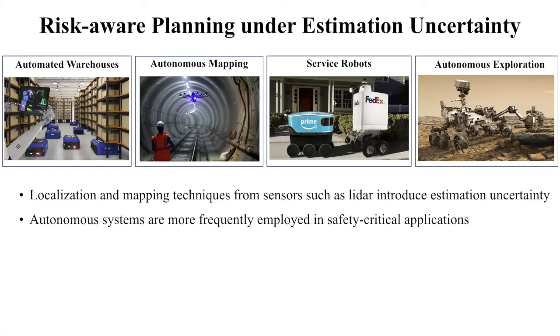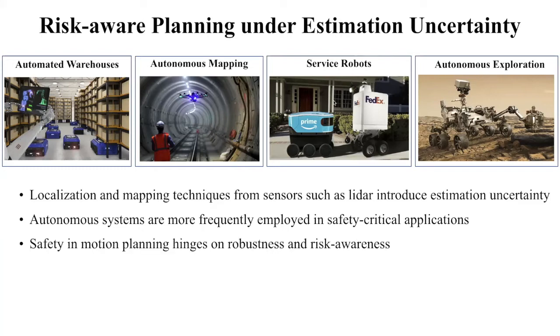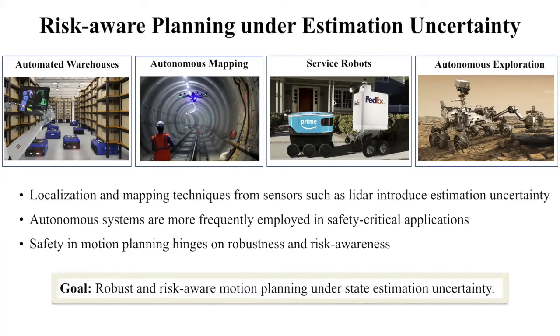Furthermore, these systems are safety critical. In other words, a failure of this system may be costly and in some cases even harm humans that may be present in the proximity of the robots. Therefore, safety really depends on robustness and risk awareness. Towards a risk-aware autonomy, this paper presents a robust and risk-aware motion planning technique under state estimation uncertainty.